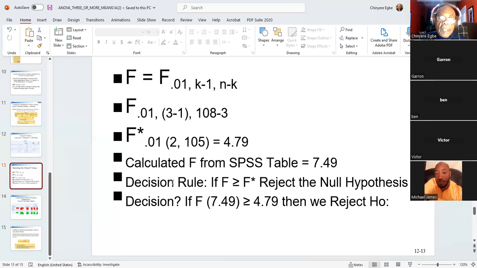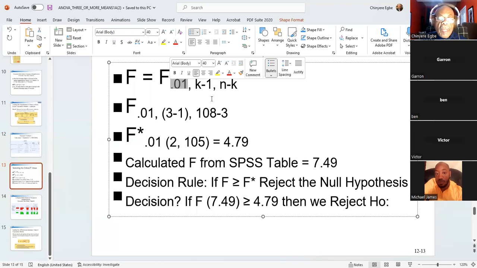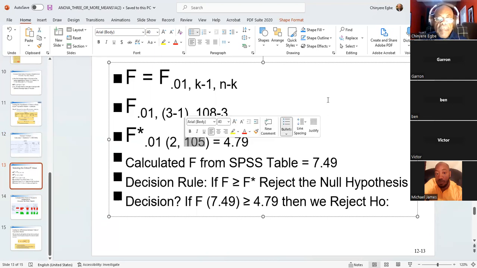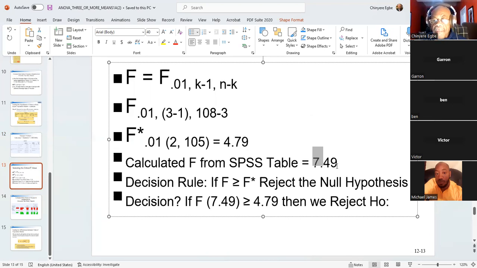And so this is essentially what we have here. We are using a 0.01 level of significance, and the critical value is 4.79 because we have a very big sample size. The denominator degrees of freedom is 105, and so your critical value here is 4.79, but your calculated F is 7.49. So we reject the null hypothesis. This is our decision here.